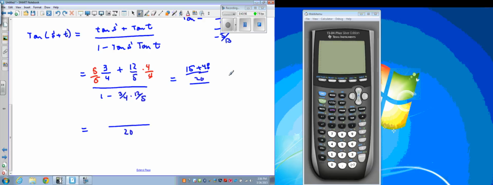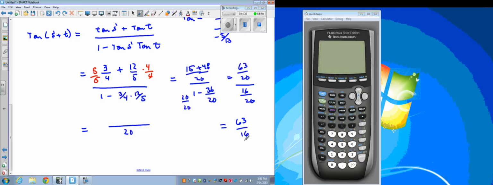Over 20. And then this is 1 minus 36/20ths. And then you have to go 20 over 20, right? 20 minus 36 is 16, right? Oh yeah, 20 over 20. And then you invert and multiply. Let's just leave it at 63 sixteenths. Is that right?